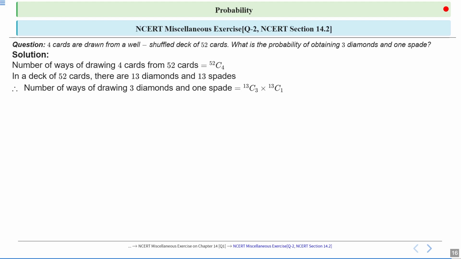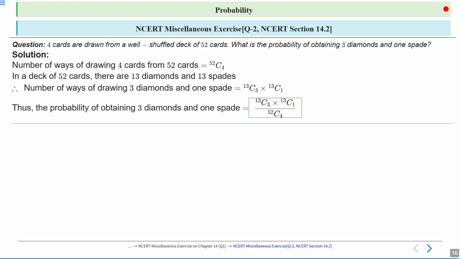So now we can find the number of ways of drawing 3 diamonds and 1 spade. In 13C3 multiplied by 13C1 ways we can draw 3 diamond cards and 1 spade card. And thus the probability of obtaining 3 diamonds and 1 spade is 13C3 multiplied by 13C1 divided by 52C4.